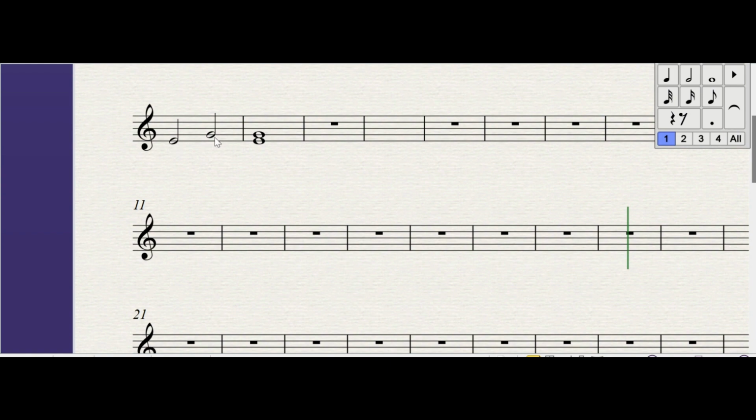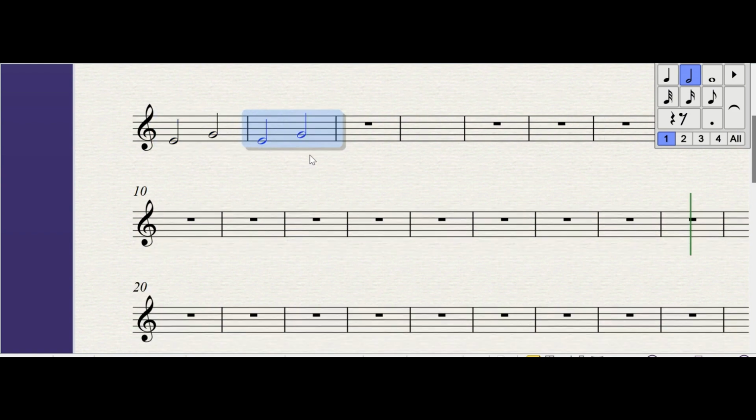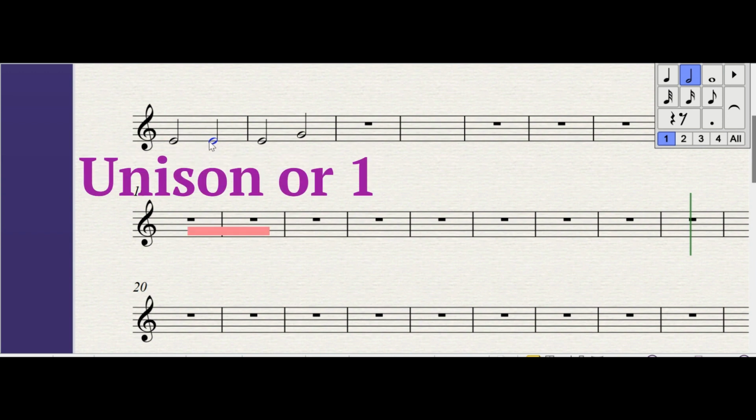How do you determine what the interval of a note is? I will use line notes to demonstrate. So you notice these two notes are on the same line. This interval is referred to as a unison when they're on the same line.